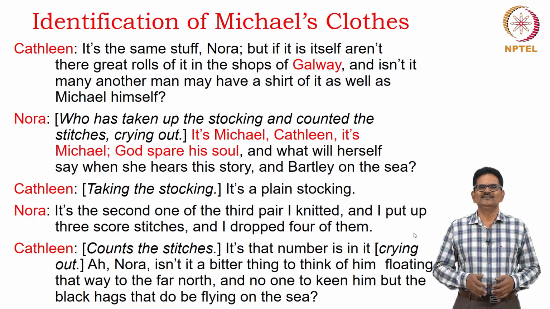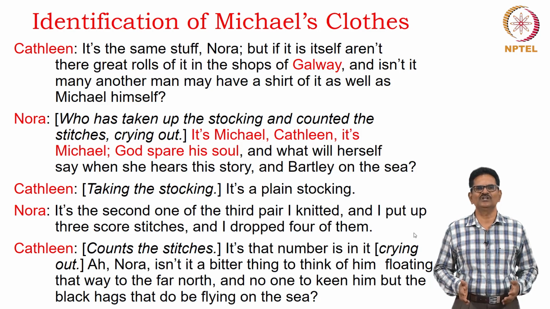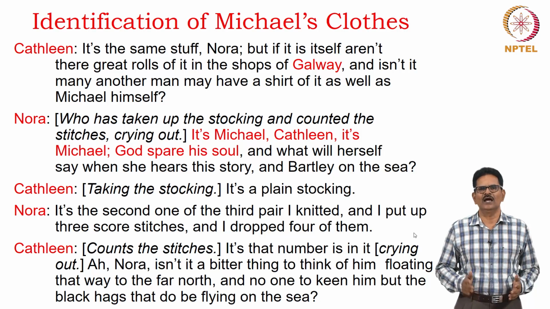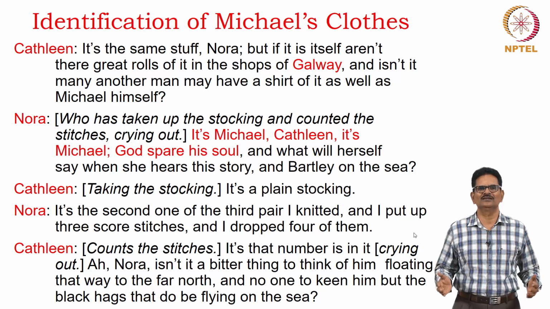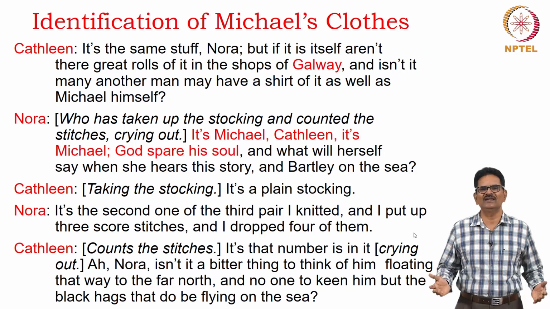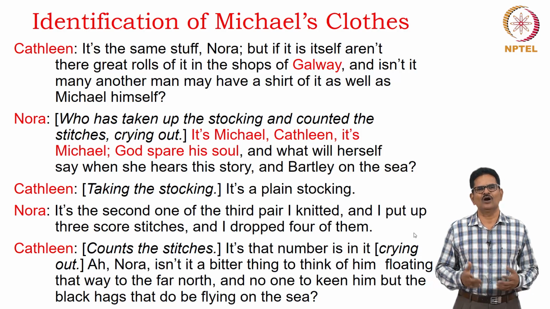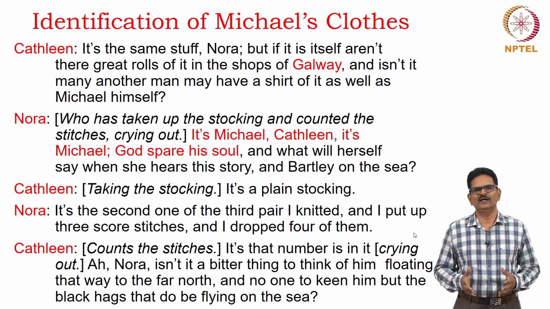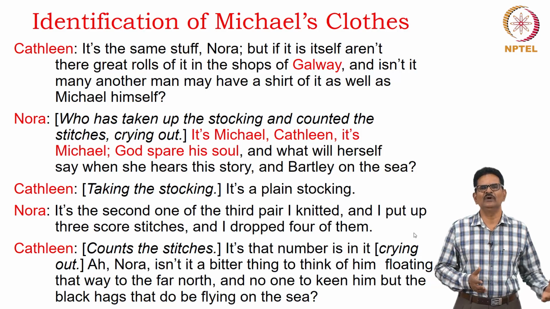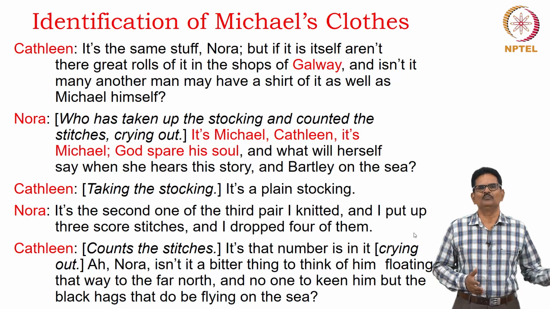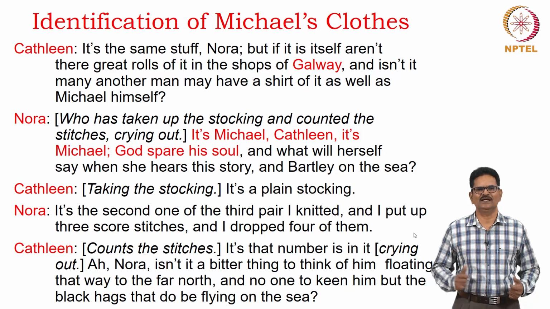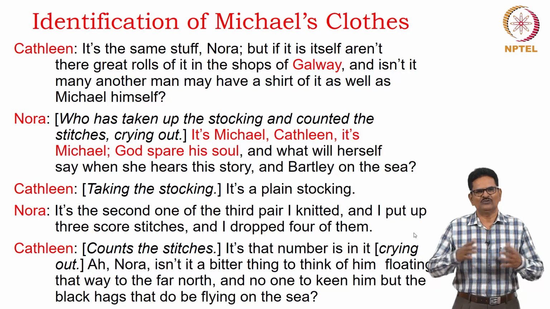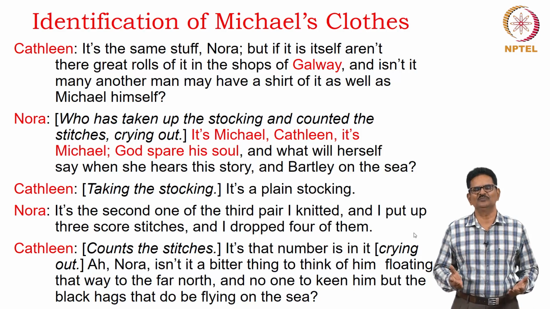"Ah, Nora, isn't it a bitter thing to think of him floating that way to the far north and no one to keen him but the black hags that do be flying on the sea?" Kathleen also now starts sobbing, crying, and she understands that the body of Michael might not have received a good burial. Some flying witches might have seen the body of Michael. That's why she is crying. When one dies, if one doesn't find a decent burial, that itself is very sad for people.